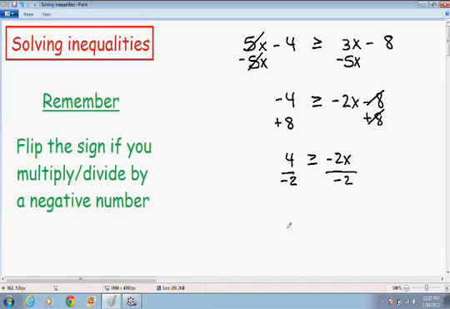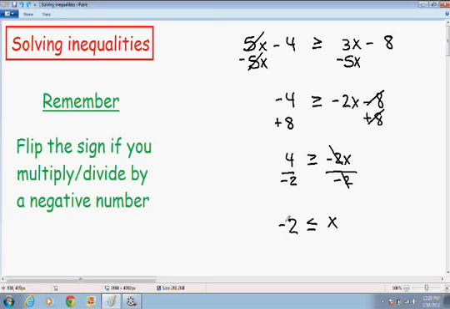Now positive 4 divided by negative 2 gives us a negative 2. Since we divided by a negative number, since we divided by negative 2, the sign is going to flip. So it was a greater than or equal to, now it's going to be less than or equal to. And on the right-hand side, the negative 2's cancel out, and we are going to be left with x.